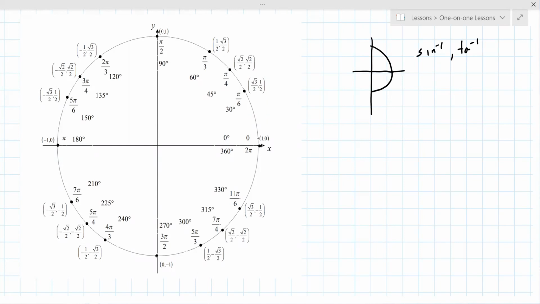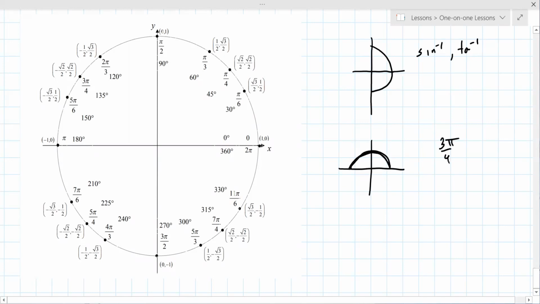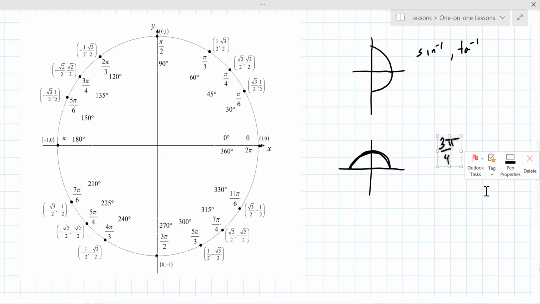All right, so let's do number 4. For what angle is the cosine of that angle negative square root of 2 over 2? That's over here at 3 pi over 4 and 5 pi over 4. But cosine inverse is only good in the first and second quadrants. So therefore 3 pi over 4 has to be the answer. This one is 2. All right, let's go on to the next one.